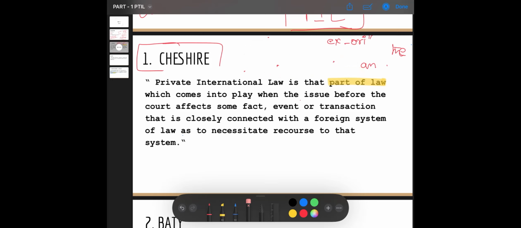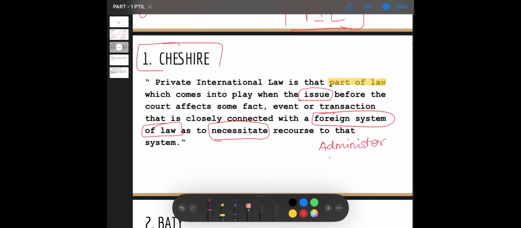So private international law is that part of law which comes into play when the issue before the court affects some fact, event or transaction. So there is an issue in the hands of the court, and some facts, events or transactions in the issue are closely connected with a foreign system of law, as to necessitate recourse to that system. So it becomes necessary to go into the foreign law to administer justice to the issue or the case.